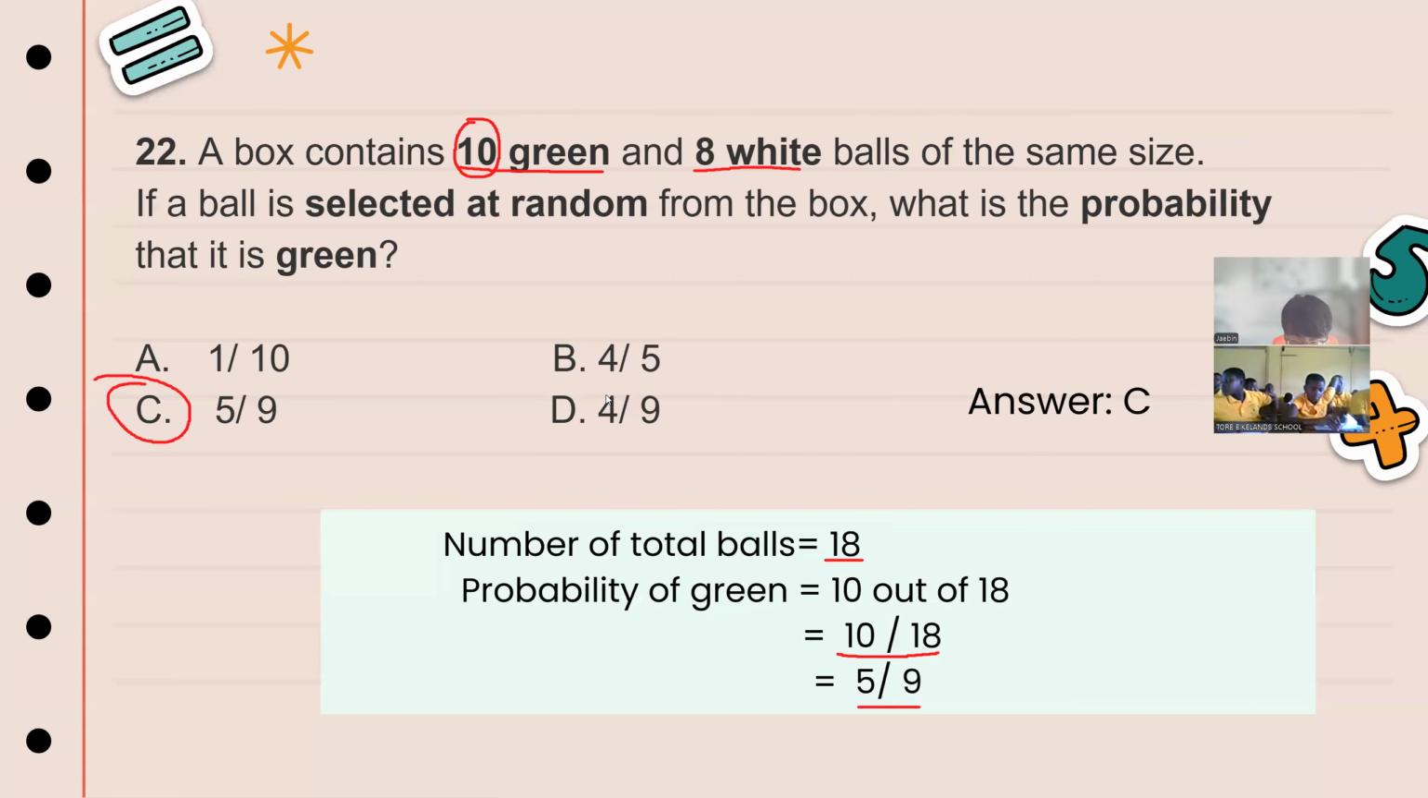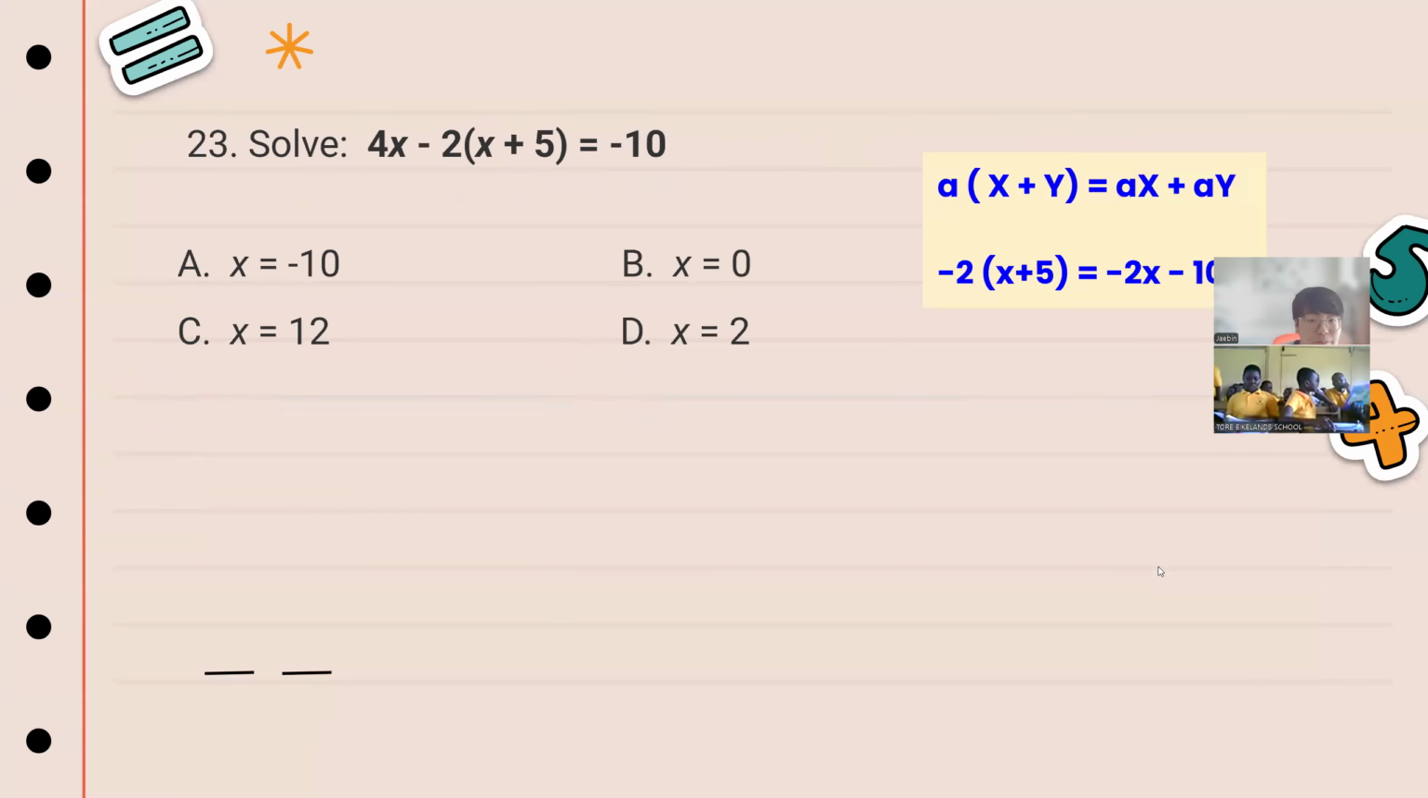If this makes sense, I can move on. Okay, let's solve this equation: 4x minus 2 times the whole of x plus 5 equals negative 10. What is x here?